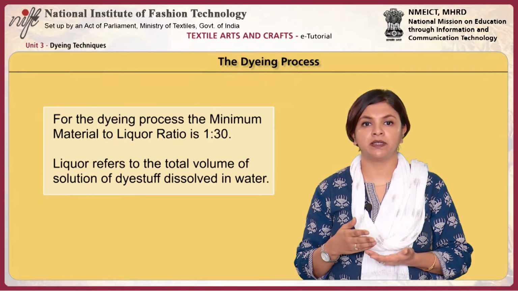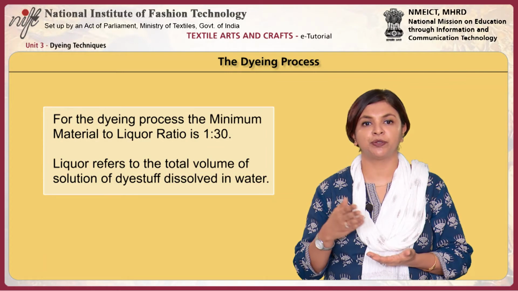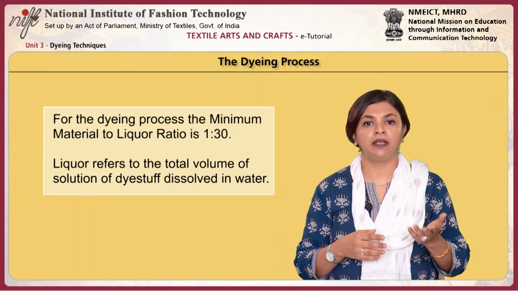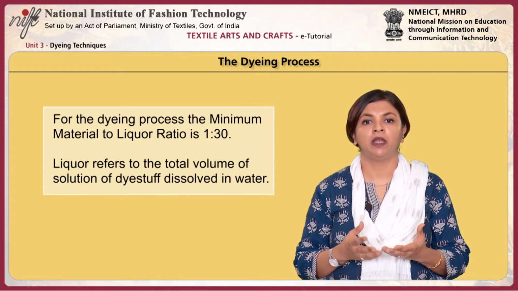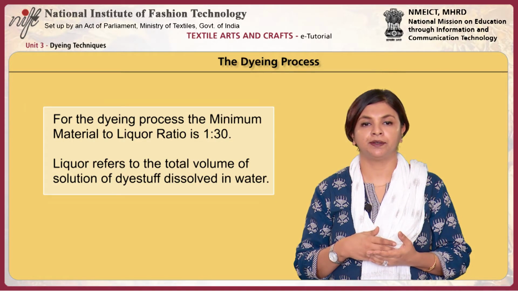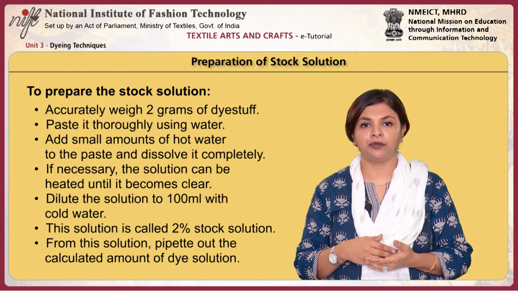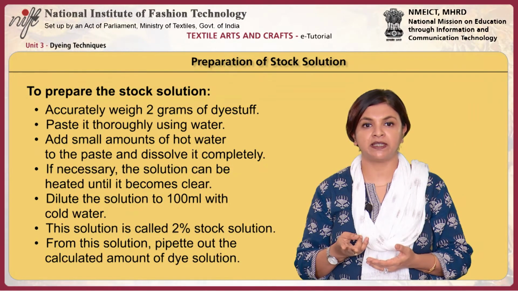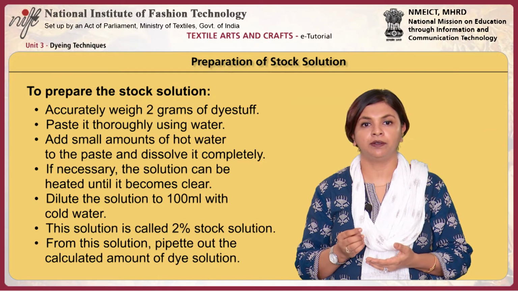For the dyeing process, the minimum material to liquor ratio is 1:30. The liquor refers to the total volume of solution of dye stuff dissolved in water. To prepare the stock solution, accurately weigh 2 grams of dye stuff. Paste it thoroughly using water.